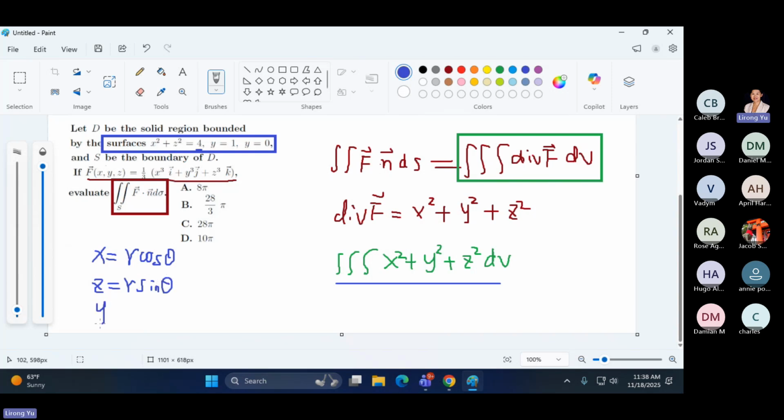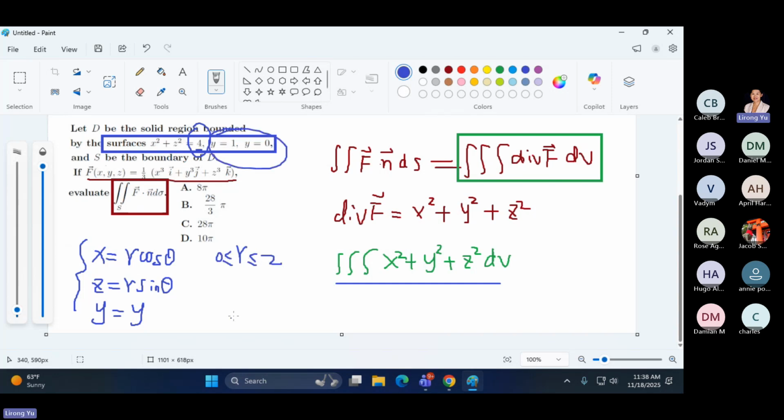And then there's the y variable that's still y, so that's cylindrical coordinates. We're using r, theta, and y. Remember, cylindrical coordinates in the textbook are r, theta, and z, because we typically have x squared plus y squared, but here we have x squared plus z squared. So this has a 4, that means radius equal to 2. So r is within the boundary 0 to 2.